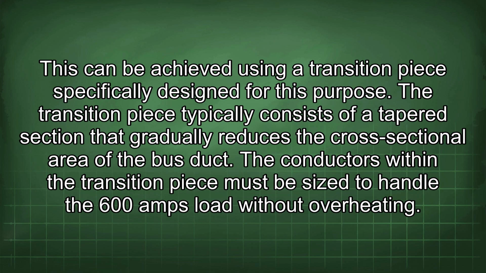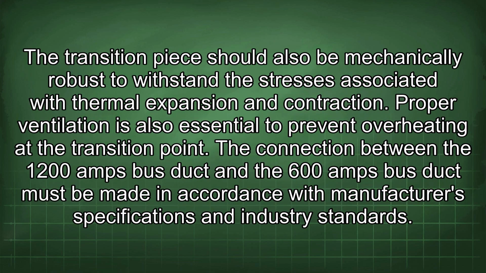The conductors within the transition piece must be sized to handle the 600 amps load without overheating. The transition piece should also be mechanically robust to withstand the stresses associated with thermal expansion and contraction. Proper ventilation is also essential to prevent overheating at the transition point. The connection between the 1200 amps bus duct and the 600 amps bus duct must be made in accordance with manufacturer's specifications and industry standards.